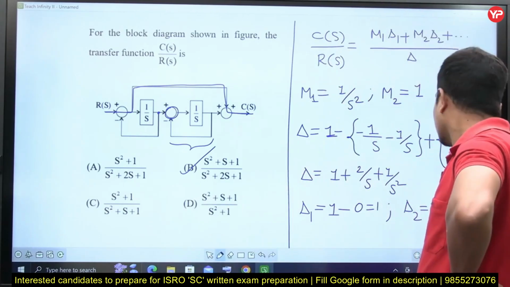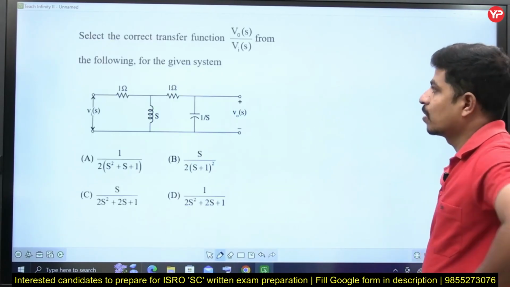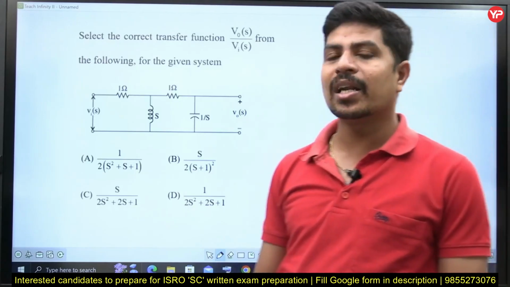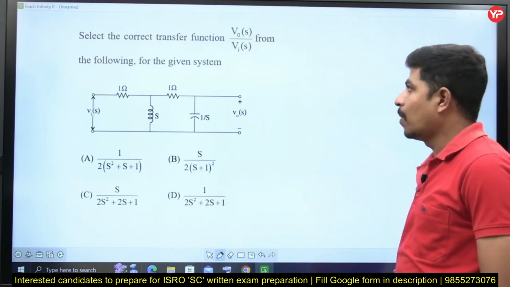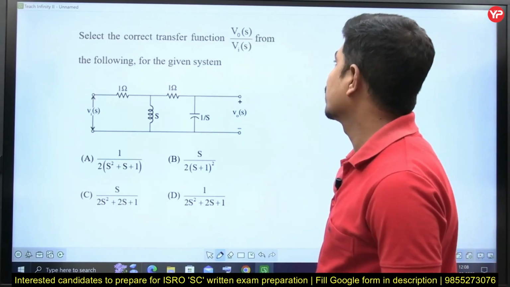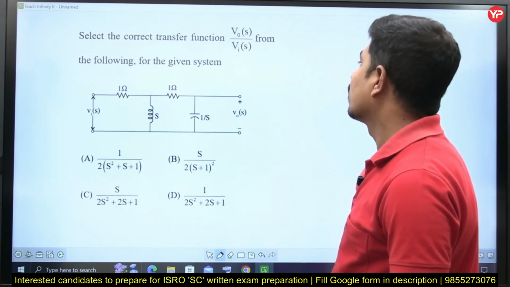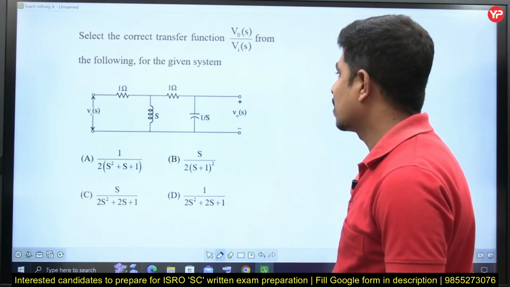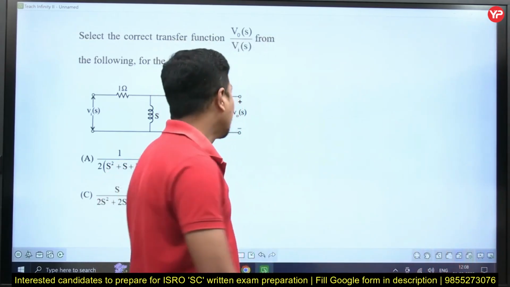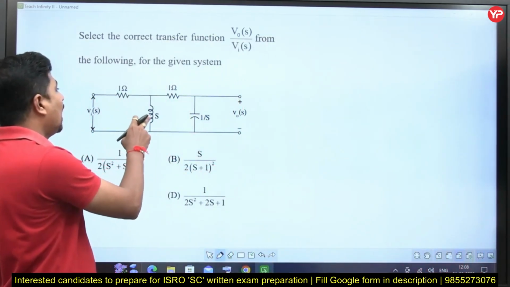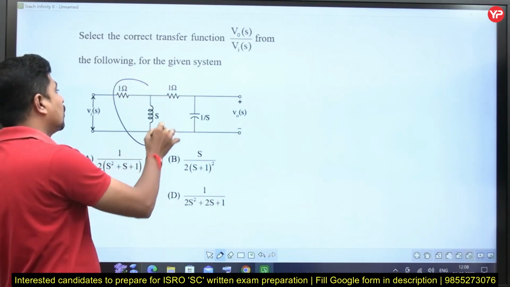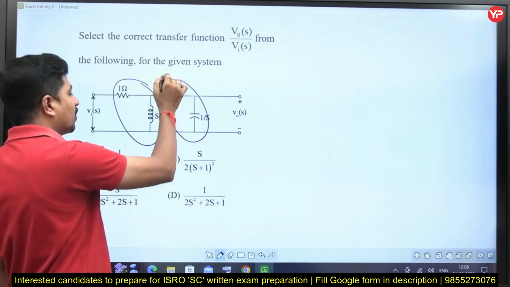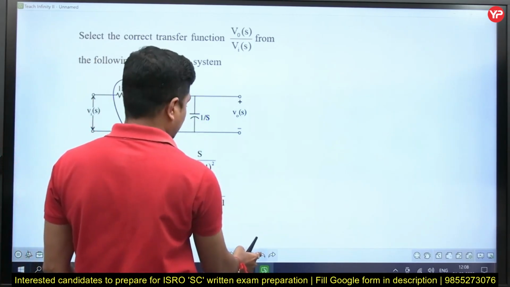Okay, let's go to the next question. Yeah, this question directly we will solve. Okay, it looks very big, but I'll give you one shortcut formula. Select the correct transfer function V0 of s by V of s from the following for the given system. Now here R, L, R, C connected. See, this is the first circuit connected in cascade with the second circuit. Even that is also not required for us here.